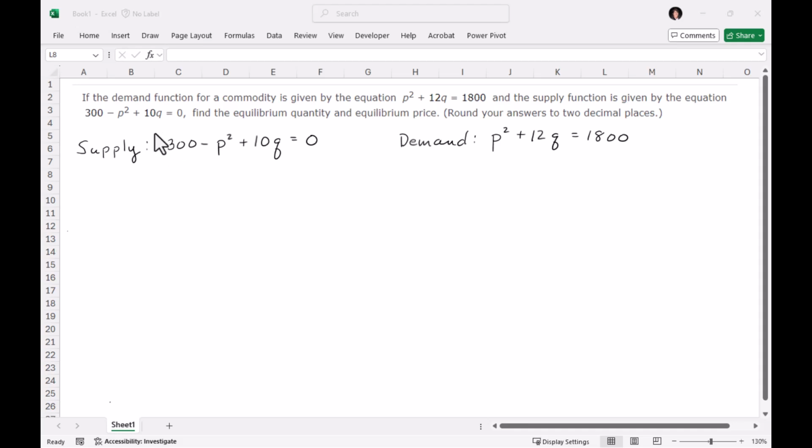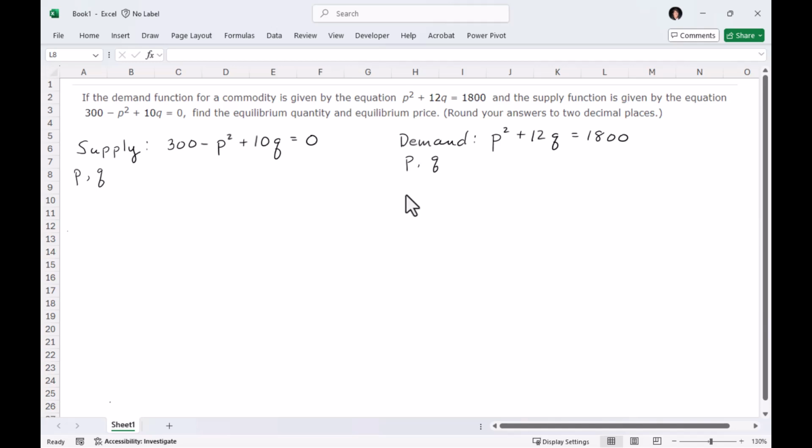Given a demand function and a supply function and asked to find equilibrium. Equilibrium is when supply and demand are equal to each other. And each of these equations is built on the variables P and Q, where Q is units and P is price. Demand also has a price and a quantity, but the prices may be different if the market is out of equilibrium.